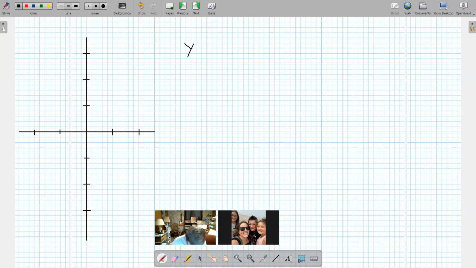Y is less than x over 3 minus 1. So we're going to consider the equation y equals x over 3 minus 1. Again, I'm going to find 2 ordered pairs, and again, I'm going to use the x and y intercepts and see what happens.